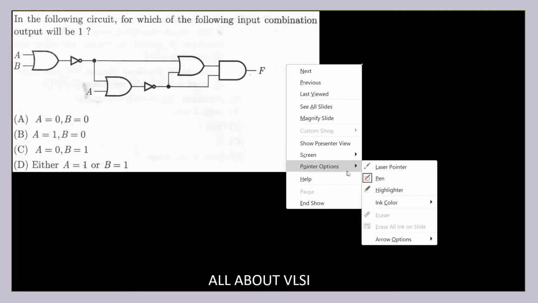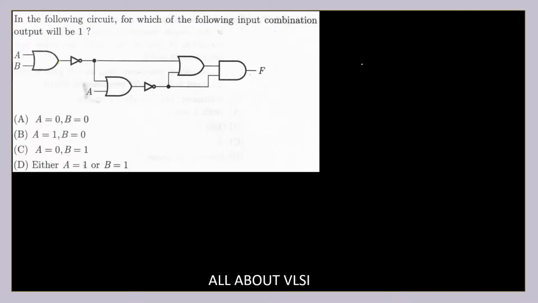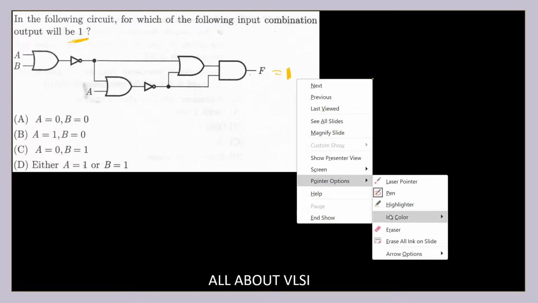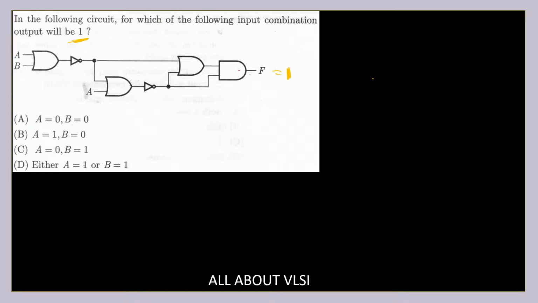Now, what is our question? We need to find out the value of A and B. For that, my output should be 1, and I should find out the input combination. So here my output is 1, right? Now, if the output of the AND gate is equal to 1, we already know that both inputs should be 1. And the output of the NOT gate is equal to 1, that means its input should be 0.